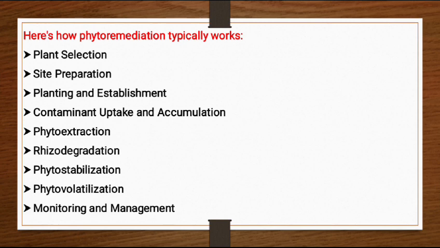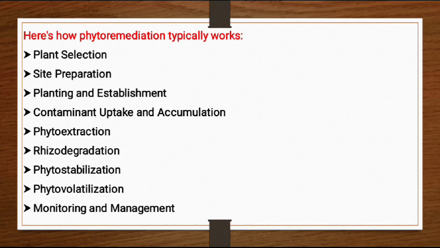Next one is contaminant uptake and accumulation. Once established, the plants absorb contaminants from the soil and water, and they translocate them to the above ground tissues such as leaves, stems, roots. The contaminants may be stored in plant tissues, sequestered in vacuoles, or metabolized into less toxic or volatile forms. So now what are the different methods?